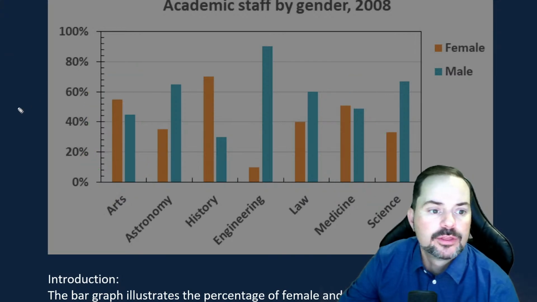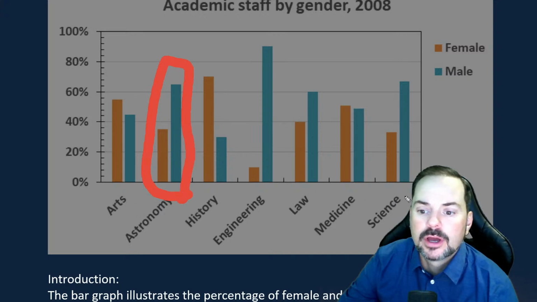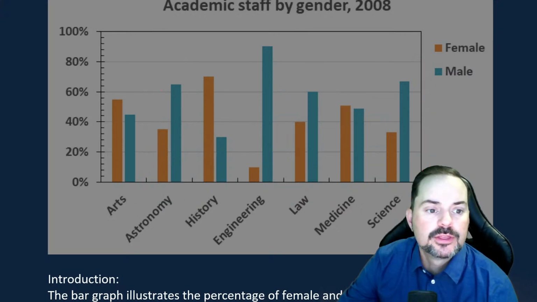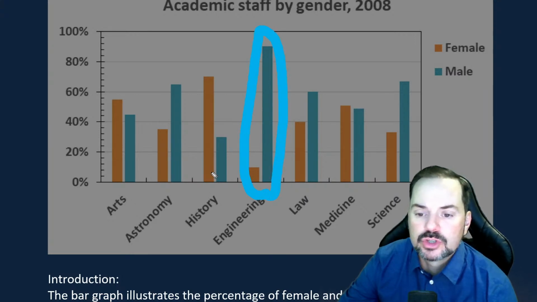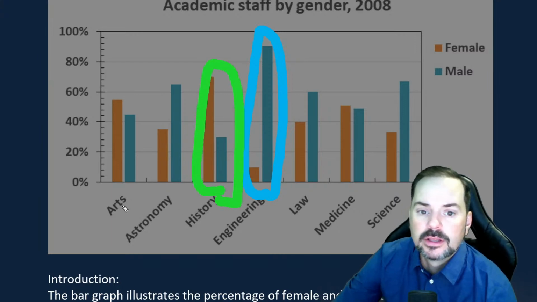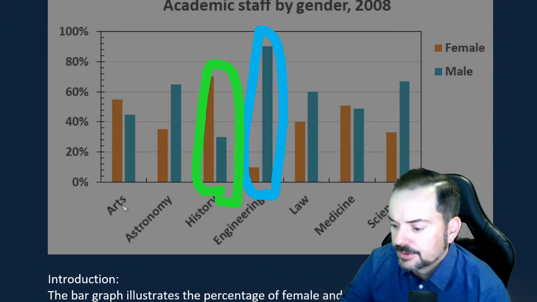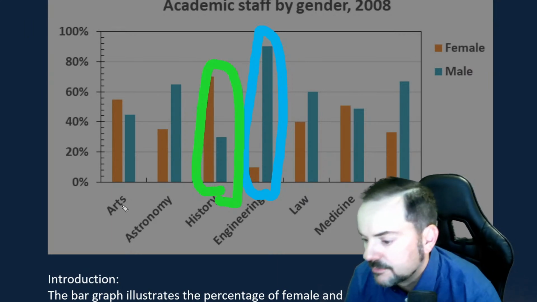So with astronomy, with science, with law, it's quite a bit less balanced. And then especially with engineering, you've got a very uneven distribution. And then you have that as well with history, except with history, it's the other way. It's dominated by female faculty, okay? So the distributions are a bit different, okay? Everybody sees that now, hopefully.